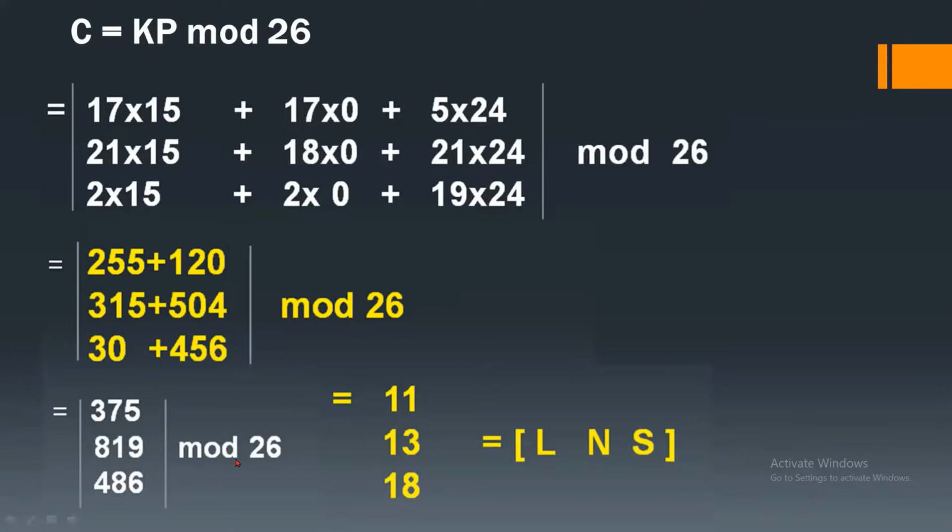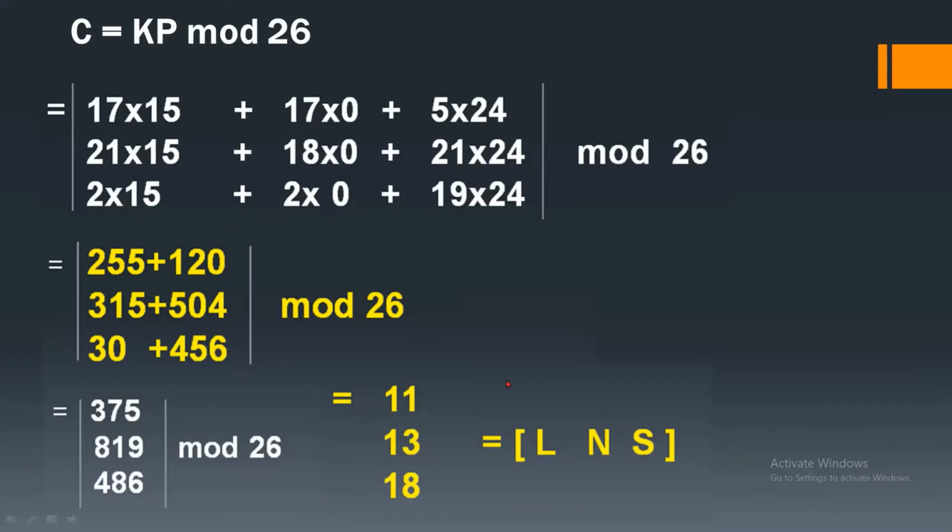Okay, we are doing the mod operation here. When you do 375 mod 26, it would return the remainder of dividing 375 by 26. 375 by 26 would be 14 as the quotient, and it will have 11 as the remainder. So the value here is 11. 819 divided by 26 will have 31 as quotient and 13 as remainder. So here it will return 13. Then for the third row, we have 486 mod 26. This will return 18 as the quotient and 18 as the remainder. So 18 would be the resultant value of 486 mod 26.